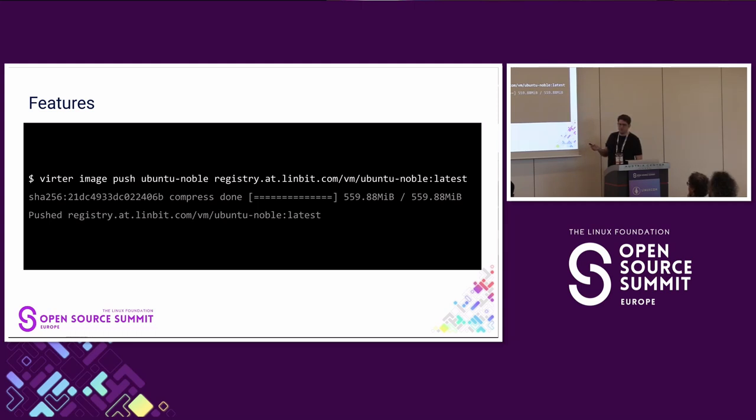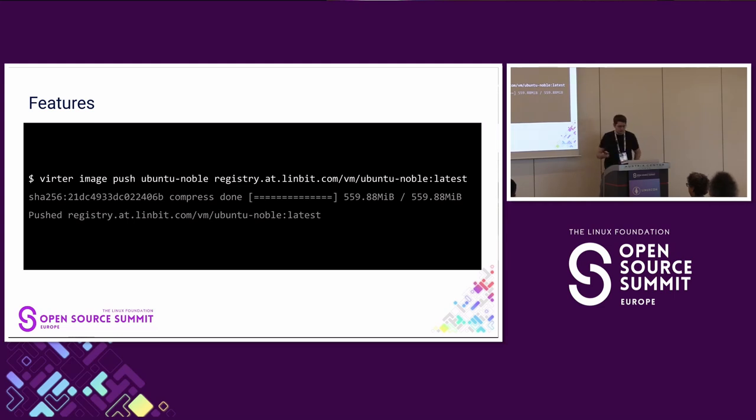So you can just take your Ubuntu Noble image that you downloaded from the Ubuntu website, and you can push it to an actual Docker registry. That registry at linbit.com is an internal registry at LINBIT, and then the namespace VM, it's just some namespace, and then you can just push it like any other Docker image. Of course, you then can't do a Docker run from that image. It's not compatible in that way, but that should be obvious.